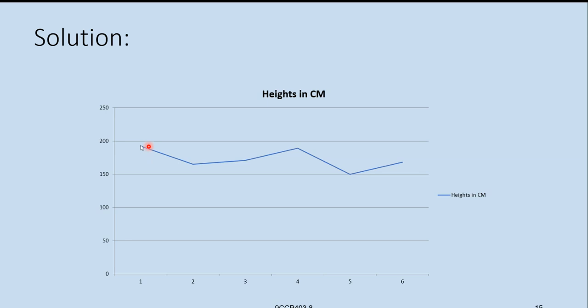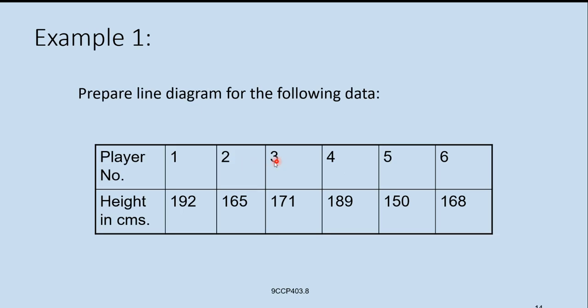Here we can see this height is more than this height. That means the first player is having more height than the second player. Second player is having around 160, 170 height, right? And again, the third player is somewhat equal to the second player, but a little bit more height will be there for the third player, right? In the previous example, we can see the problem. Third player is 171. See, there is a small difference between 165 and 171.